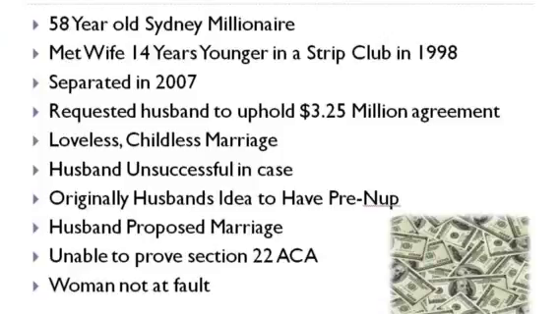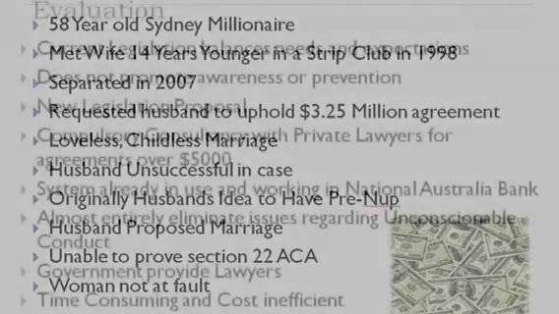$3.25 million agreement. The husband was unsuccessful in claiming unsociable conduct because he was unable to prove Section 22 of the ACA, in that he was the marginalised party or that his wife was privileged, due to it being him that had originally suggested the prenup agreement, as well as proposing marriage to her, and not it being the other way around. The law in this case is working adequately in that he brought his problems upon himself, and the woman did not seek him out just in order for his money.